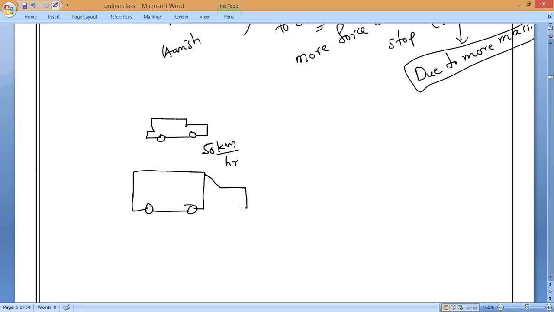Everybody try to answer. Now one truck is coming, and both are coming with the same speed. Is the speed the same or not?